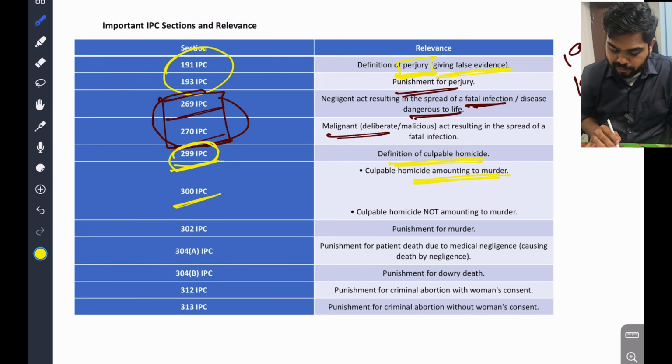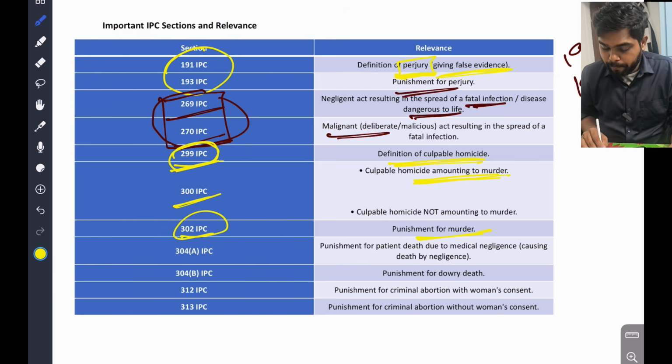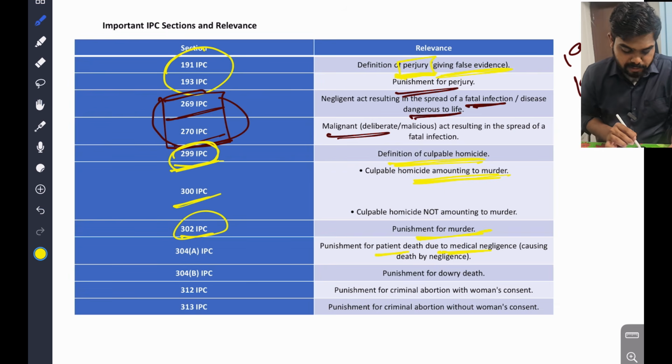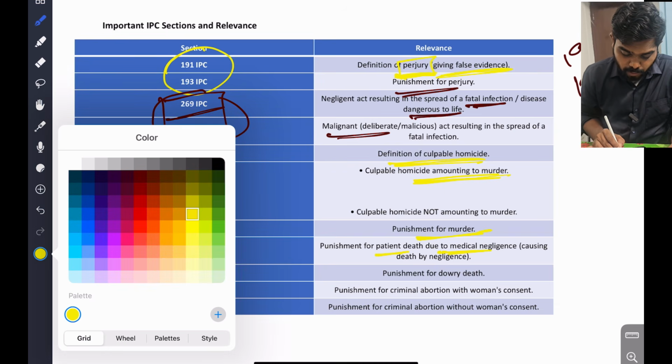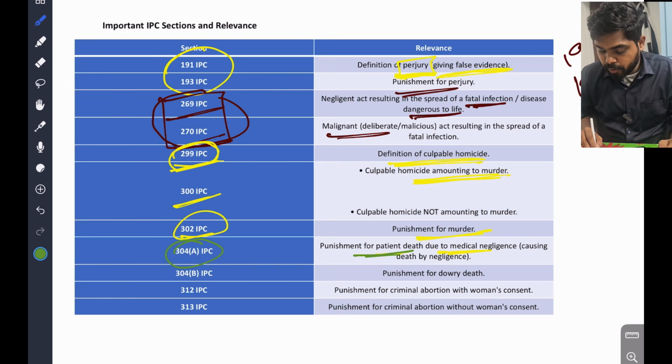300. So 290 and 300. And 302 is punishment for murder. You kill, punishment for murder, 302. Okay. And 304A, punishment for a patient's death due to medical negligence. This is very important, especially for doctors like us. So 304A, causing death by negligence.